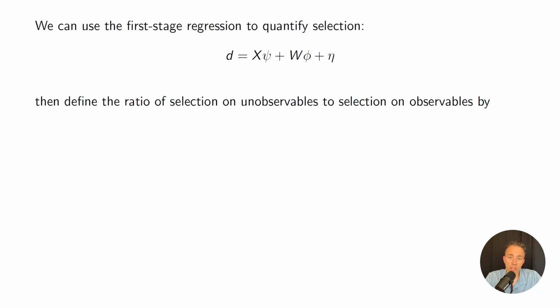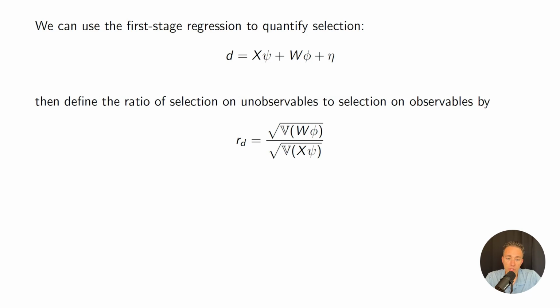When we think about selection on observables versus selection on unobservables, we want to be thinking about this first stage regression. We can write it down generically as D is equal to X times psi plus W times phi plus eta. What we want to do is think about how X is correlated with D and how that compares with W's correlation with D. We can think about this ratio as being summarized by a number, which we call R sub D. We can just think about the standard deviation of the linear index W times phi relative to the standard deviation of the linear index X times psi.